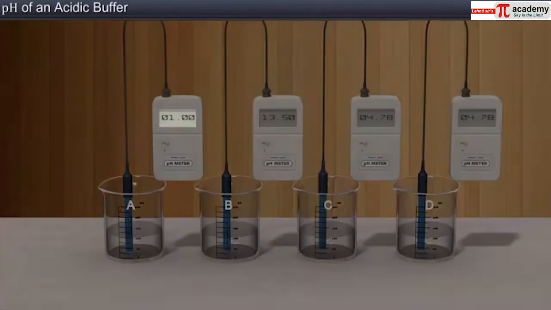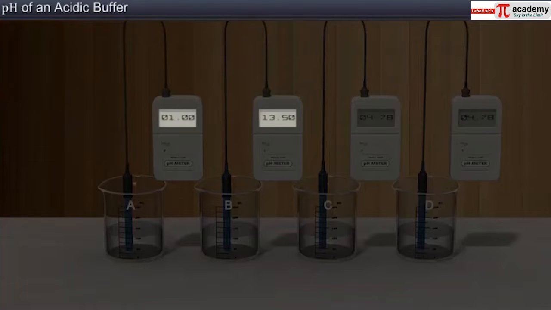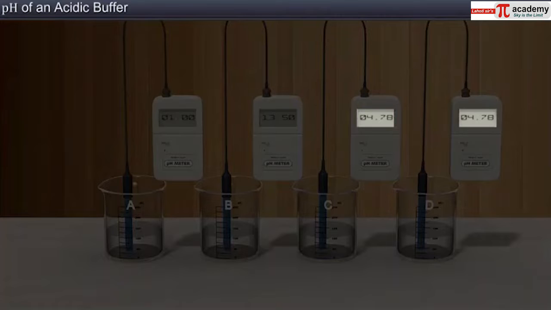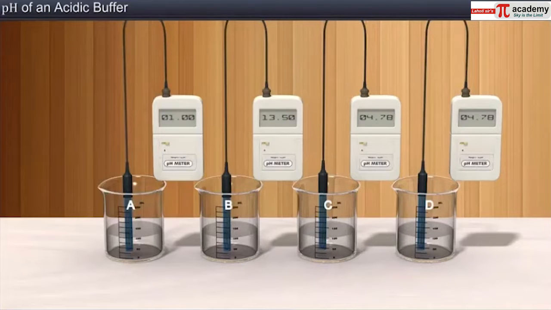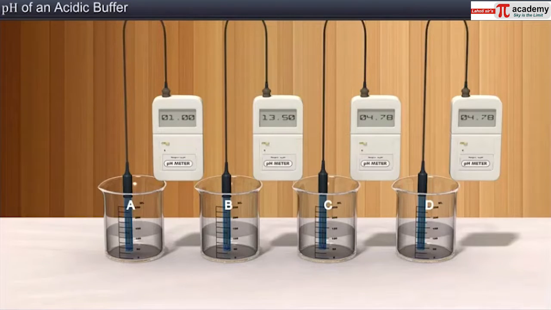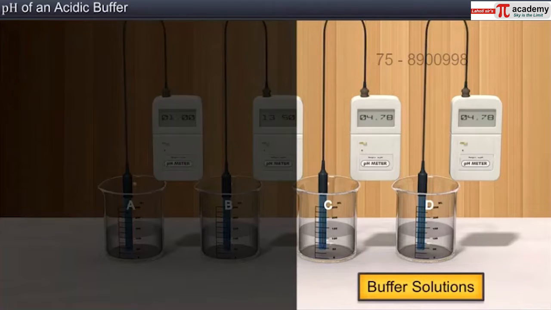The contents of beakers A and B show a variation in pH when an acid and a base are added. On the other hand, the contents of beakers C and D do not show any variation in pH when an acid or a base is added. Therefore, we can say that there exist some solutions that resist any change in pH when small amounts of acid or base are added to them. Such solutions are called buffer solutions.